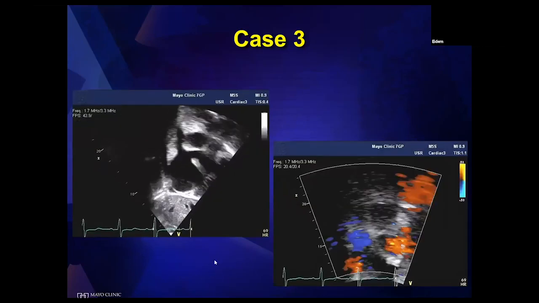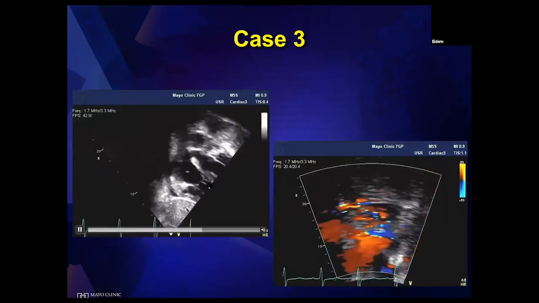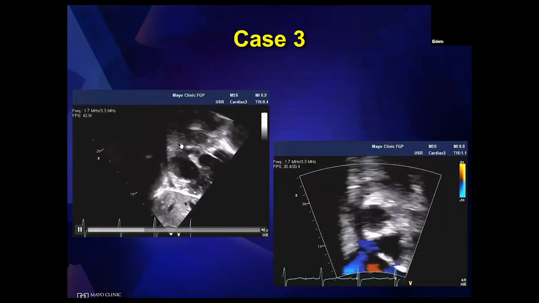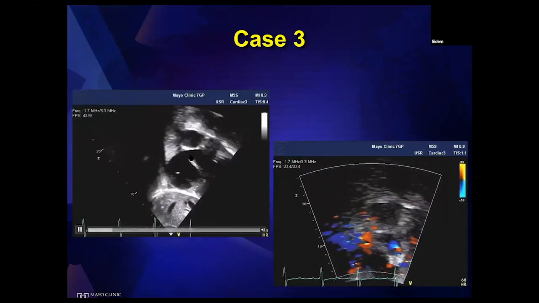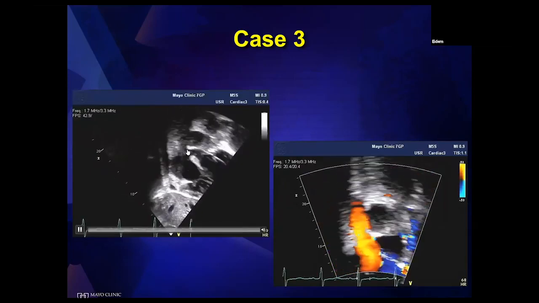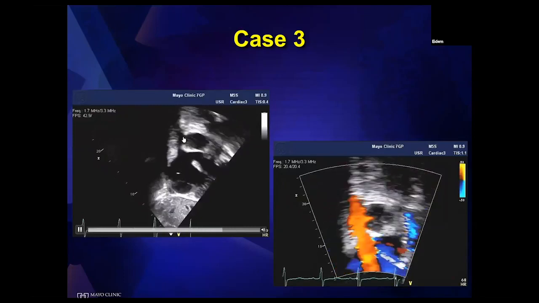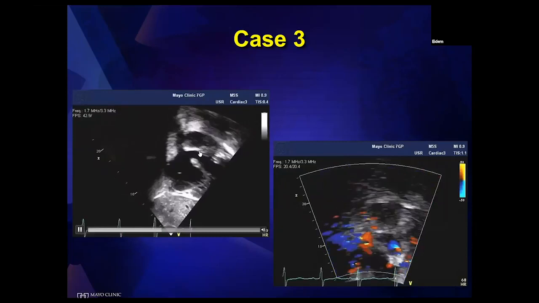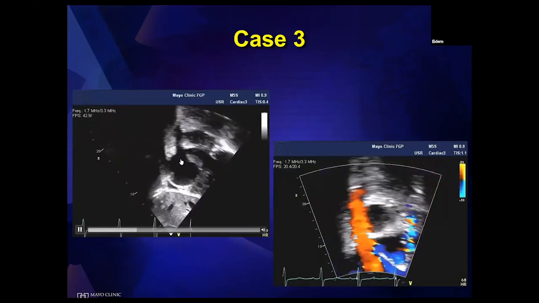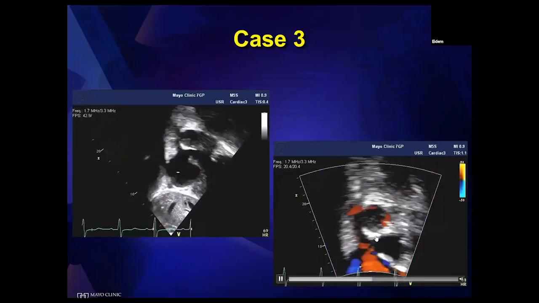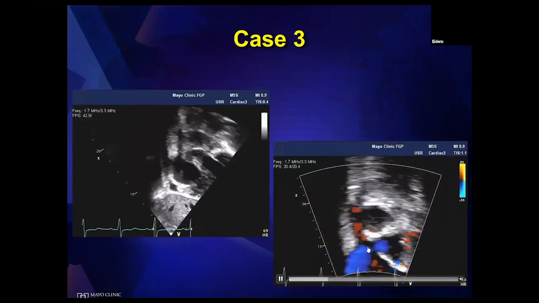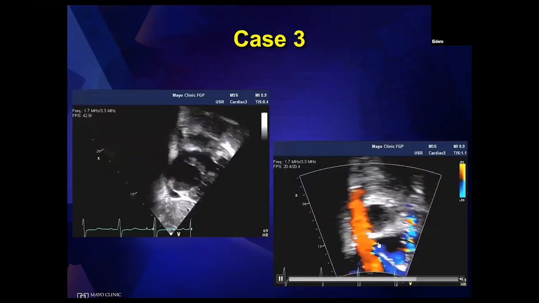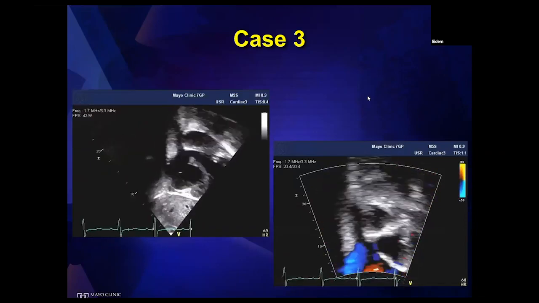As we look at the bicaval view, we see the SVC here, the IVC down here. Here's the right atrium, left atrium. Here's the atrial septum, and we see a defect located right here in the superior portion, just adjacent to the superior vena cava where the ASD occurs. So this is a superior sinus venosus ASD, and as we look at the color flow, we can see bidirectional shunting, most notably right to left with all this blue color flow in this patient that has Eisenmenger syndrome.